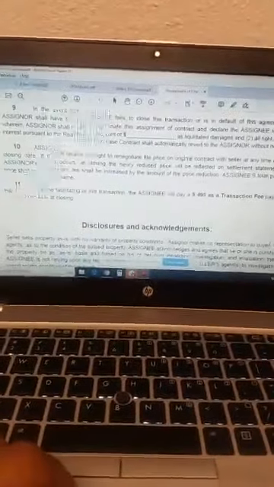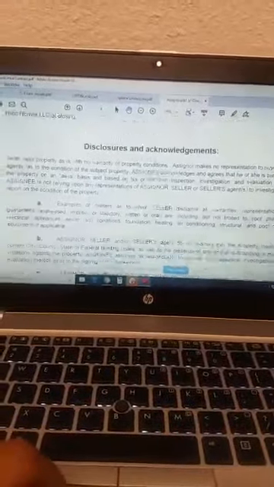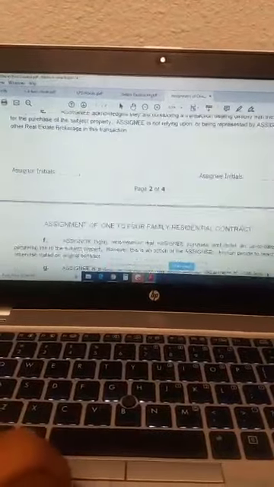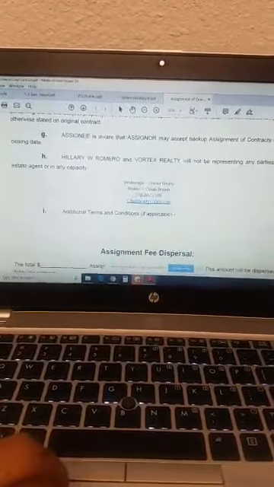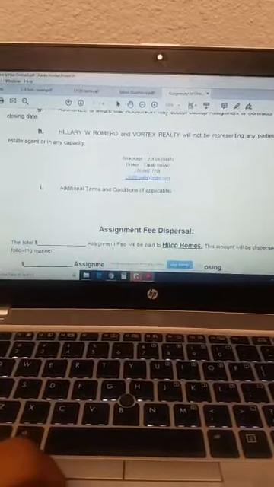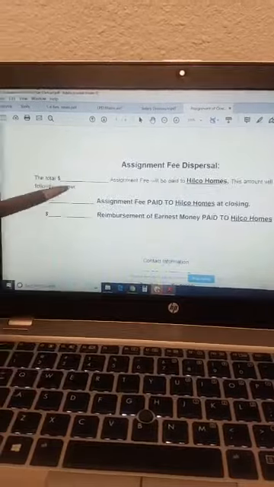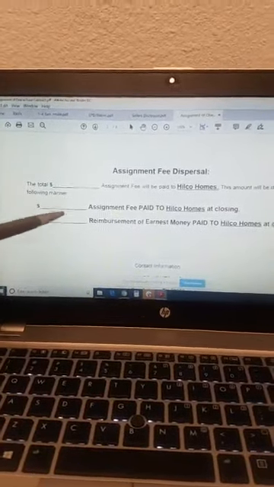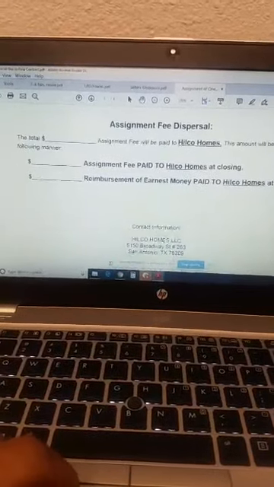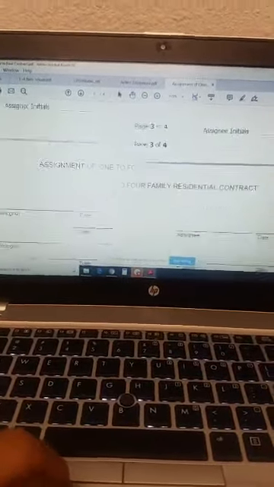There's risk involved in real estate, so make sure you know what you're getting into and you've done your due diligence. Okay, this is just more disclosures and acknowledgments here. This is the third page. This talks about our office and Hillary Romero, who's a broker, disclosing that she's an agent. And here is just a dispersal on the breakdown of what your fees are going to be once you close on the property at title at the closing table. Here are our addresses and our emails.